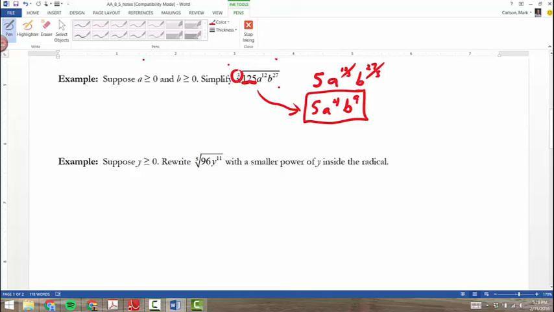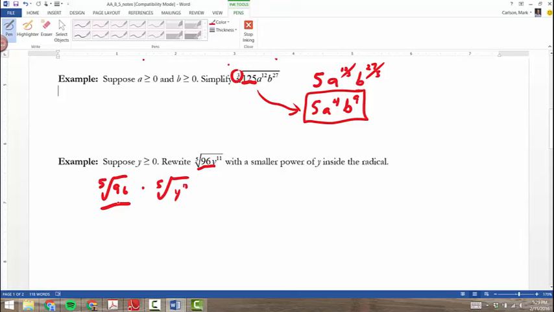So let's see if we can simplify this right here. We want to write this with a smaller power of y inside the radical. In other words, I want to pull everything out of the radical that I can. So I'm going to think about this as two separate problems, and then I'm going to put them together. So I'm going to think about the fifth root of 96, and I'm also going to think about the fifth root of y to the 11th. So let's start with that number.